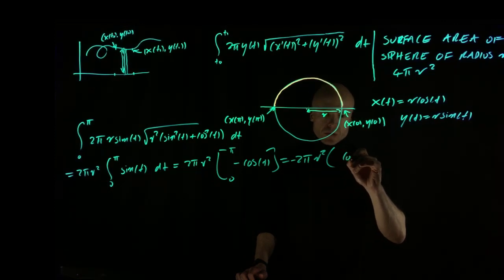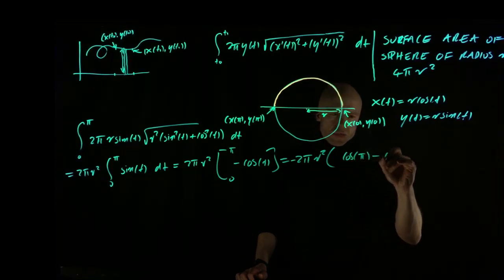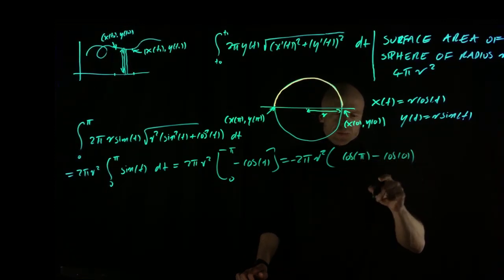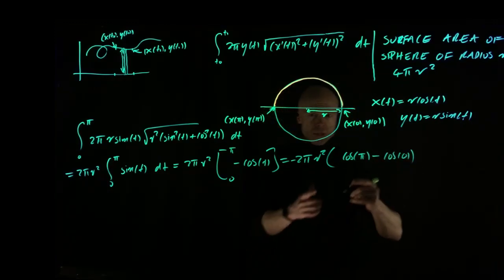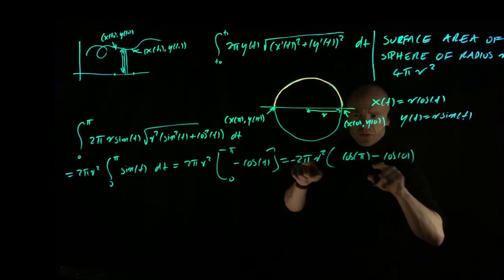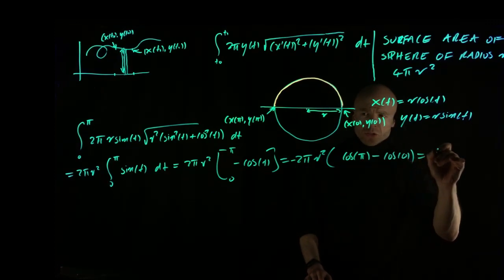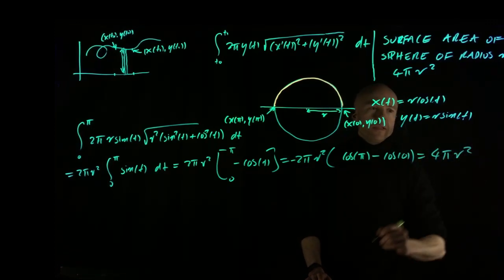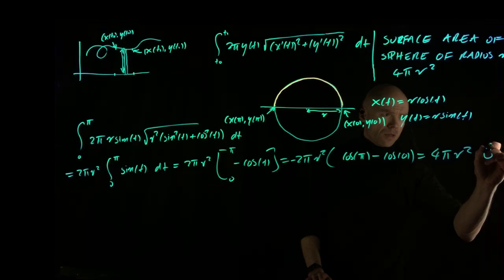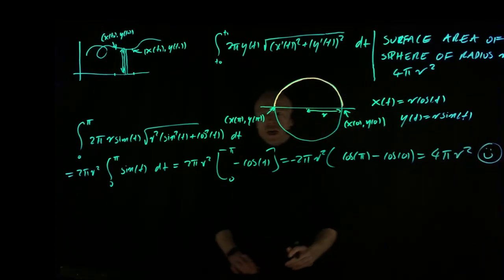So then it's going to be cosine of pi minus cosine of 0. Cosine of pi is minus 1. Cosine of 0 is 1. So that here is minus 2. But then times this minus 2. So sure enough, we get pi r squared, which is what we hope to get.